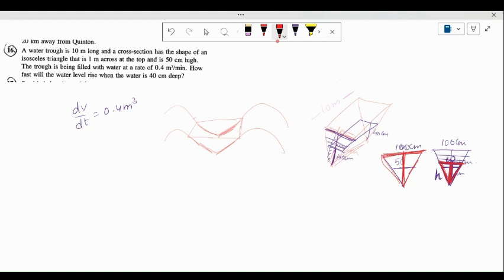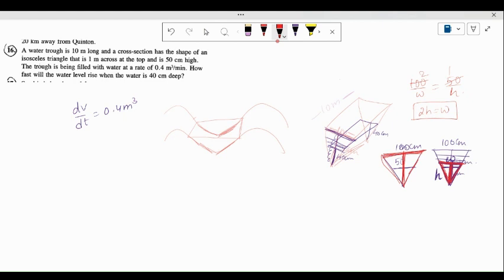So 100 divided by W is equal to 50 divided by H. 50 times 2 is 100, so 2H is equal to W. W is equal to 2H. Okay, fine.